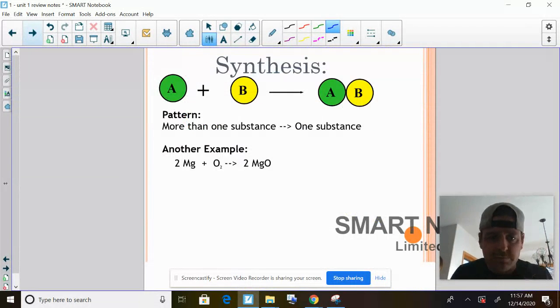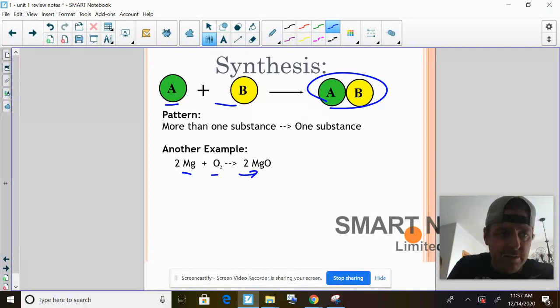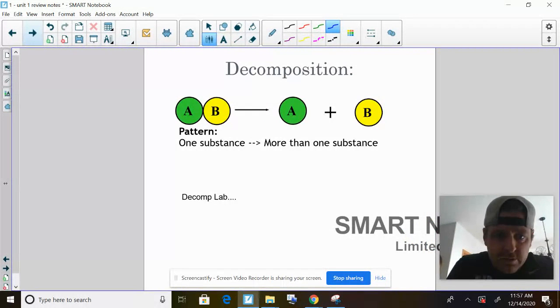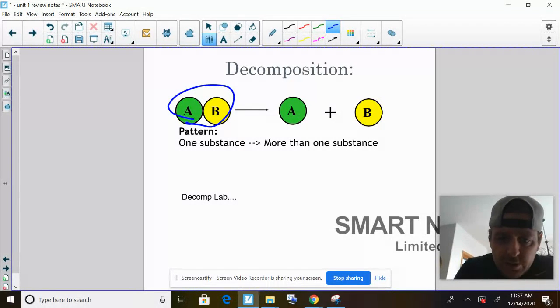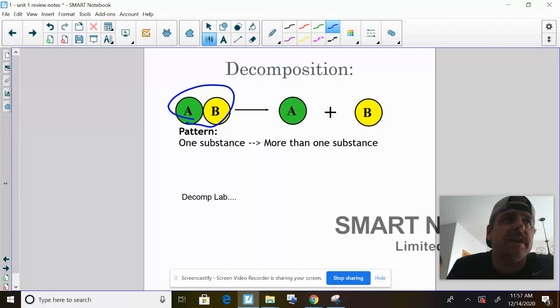Next one is a synthesis, which means make. You take multiples and you make one. That's pretty straightforward. Something would be magnesium and oxygen combined to make magnesium oxide. That is synthesis. Decomposition is the other side of the coin, which means that you have one and you break it down into multiples. Things that are generally decaying or baking have a decomposition type reaction. They break down, and they usually need heat to break down.